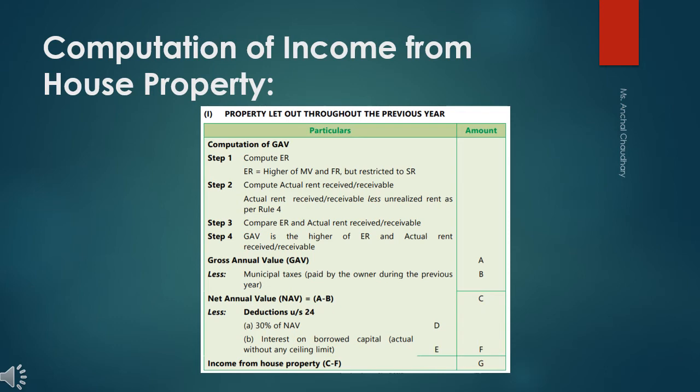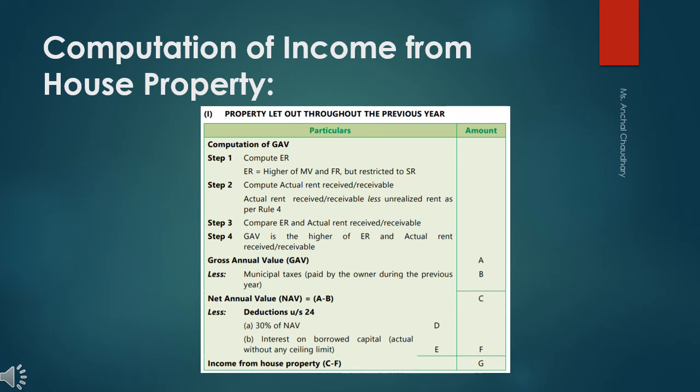Suppose municipal value is rupees 1,20,000, whereas fair rent is 1,30,000, but your standard rent is 1,25,000. In that case, between municipal value and fair rent, the higher value is 1,30,000, which is your fair rent. But it is more than the standard rent, because your standard rent is 1,25,000. So here we will assume ER to be your standard rent, which means ER will be 1,25,000.